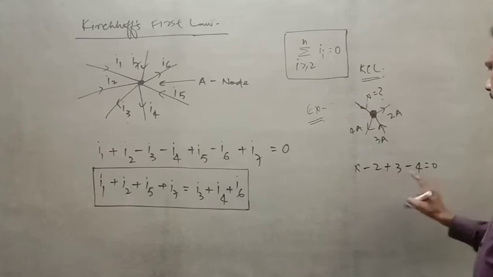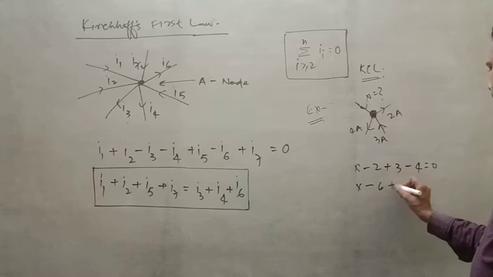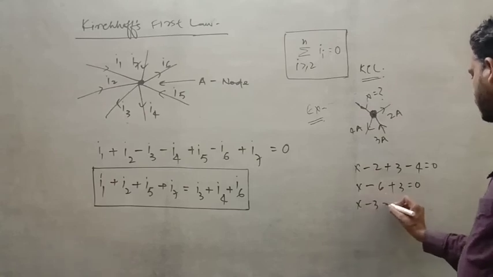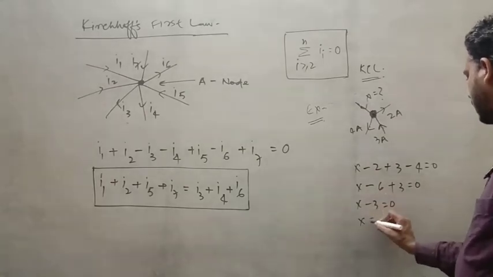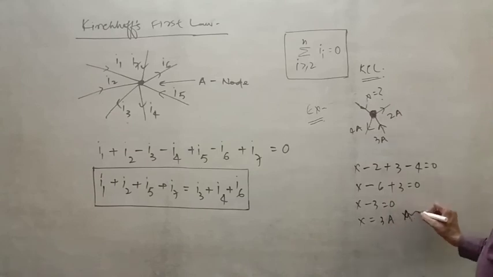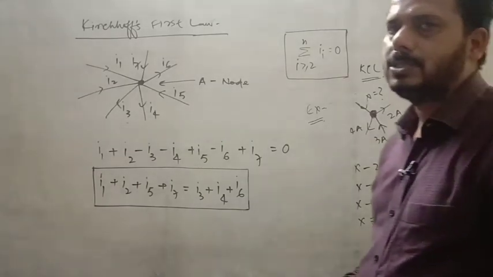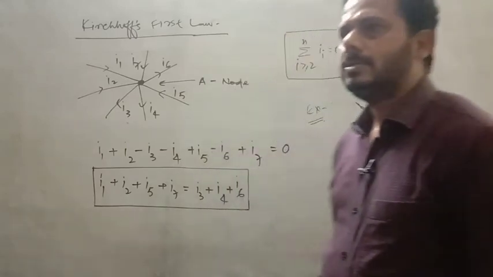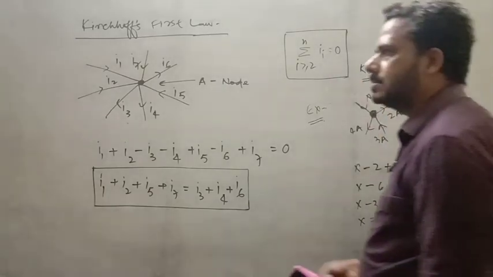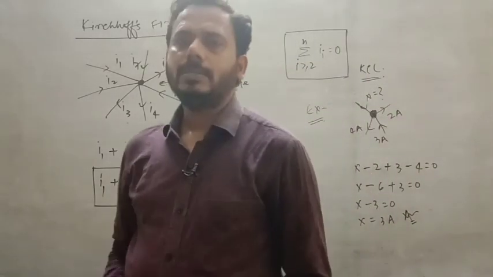You just take x, 4, minus 6 plus 3 is equal to 0, and after simplification, x minus 3 is equal to 0, then x is equal to how much? This is 3 ampere. Using this way you can find in an unknown branch how much current is flowing through that branch, using this first law. So this is the importance of this law.